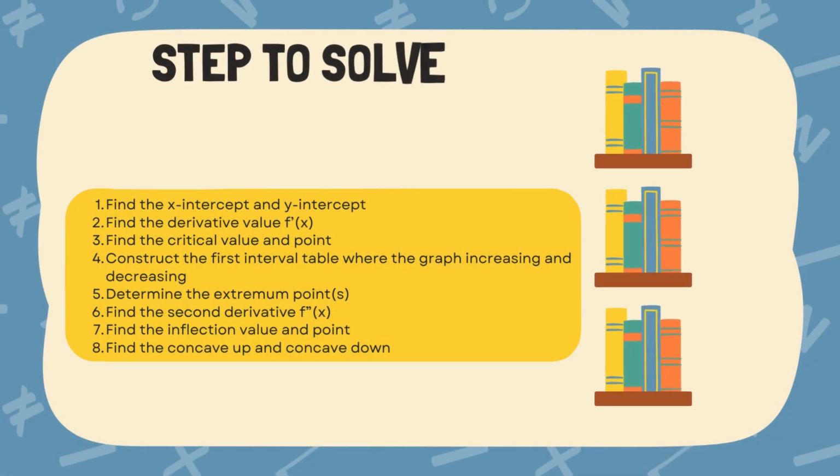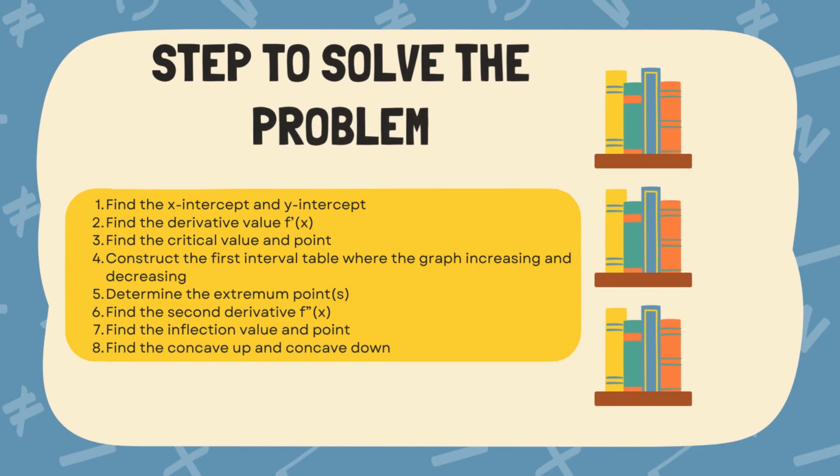The next is the steps to solve the problem. First, we need to find the x-intercept and y-intercept. Second, find the derivative value, which is f prime x. The third one is find the critical value and point. The fourth, construct the first interval table where the graph is increasing and decreasing. Next, determine the extremum points. After that, find the second derivative, which is f double prime x. The next, find the inflection value and point, and the last one is find the concave up and concave down.